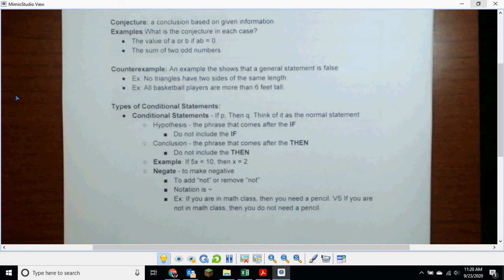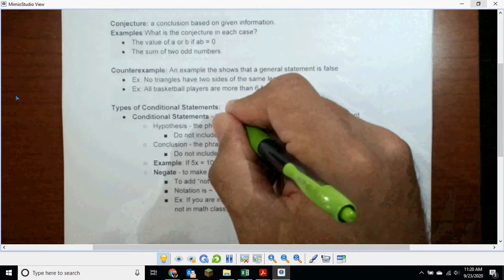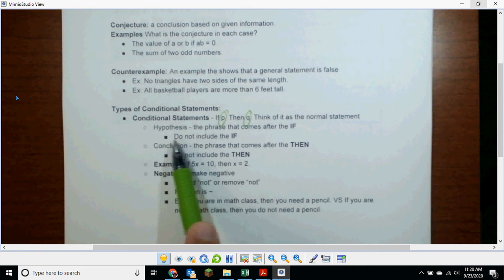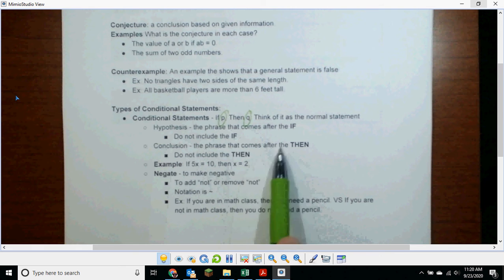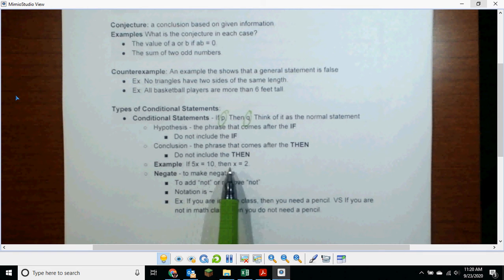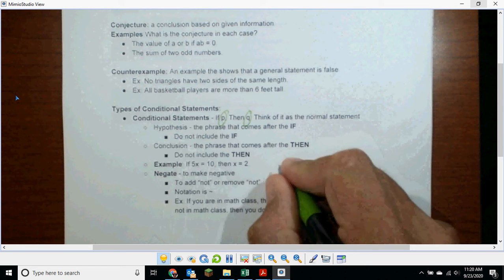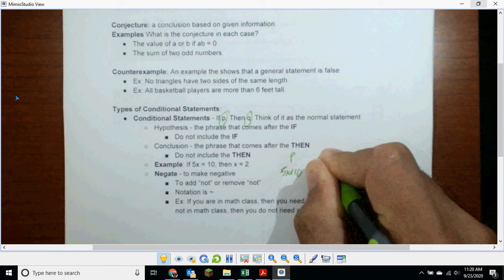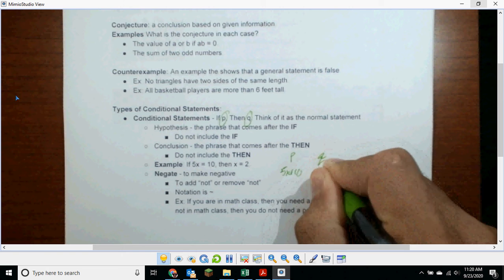Finally, we talk about conditional statements. Conditional statements are always organized as if P, then Q. So there's a hypothesis, that is the P part, so if something, and then there's the conclusion, that's the Q part, doesn't include the then. So my example of a conditional statement is that if 5x equals 10, then x equals 2. Okay, so my P here is 5x equals 10, and my Q is x equals 2.